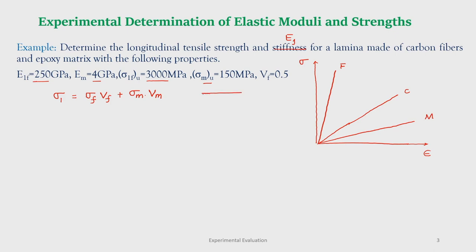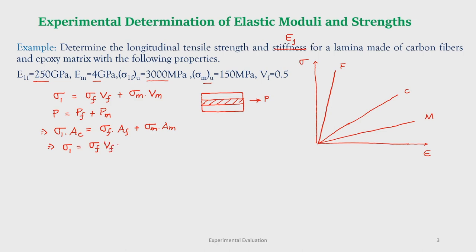How do we get it? If you remember, if we consider an RVE having fiber and matrix subjected to say load P, we know that P is shared by the fiber, it is Pf, and by the matrix, it is Pm. So, if sigma 1 is the stress in the composite, it is the stress into the area of the composite, and at that point suppose sigma f is the stress in the fiber into the area of the fiber is Pf, similarly sigma m Am. And from this we get sigma 1 is equal to sigma f Af by Ac, for the same thickness it is actually nothing but Vf, plus sigma m Am by Ac, for the same thickness it is nothing but Vm. Okay?